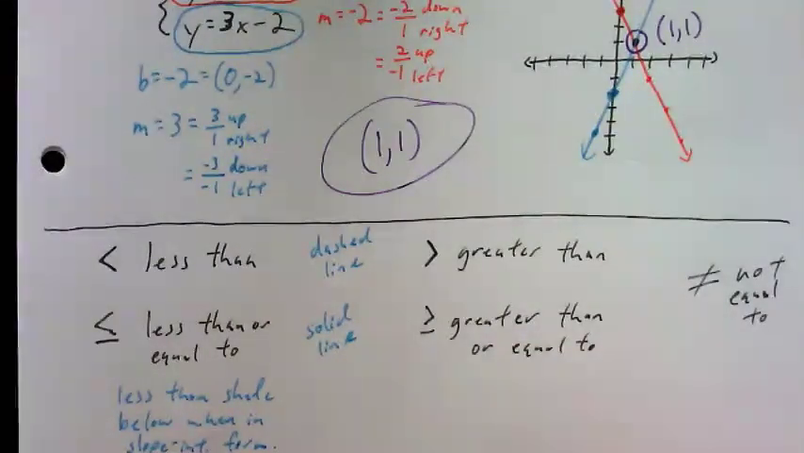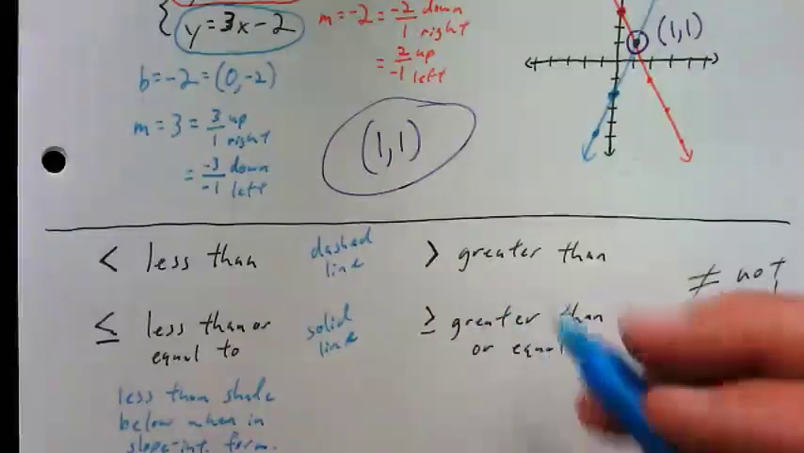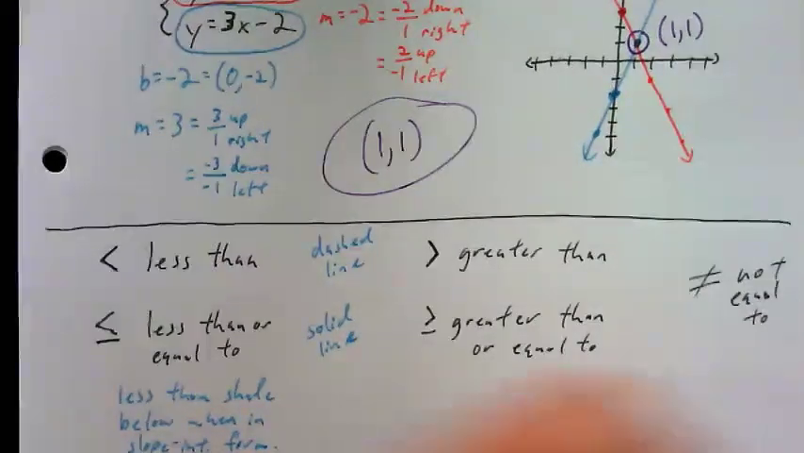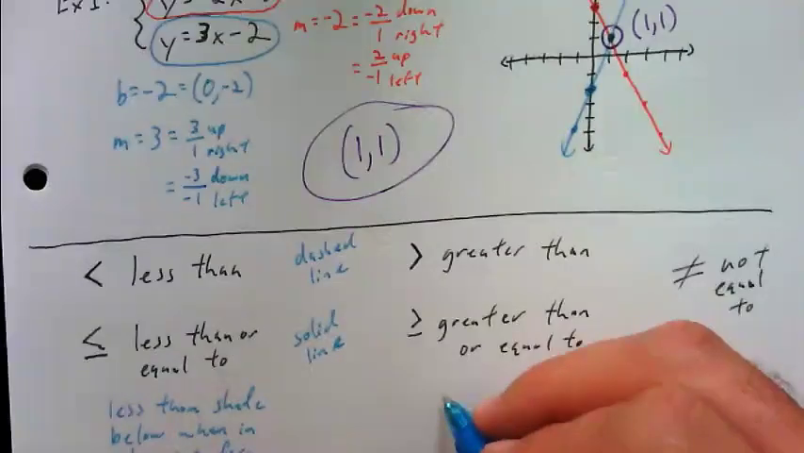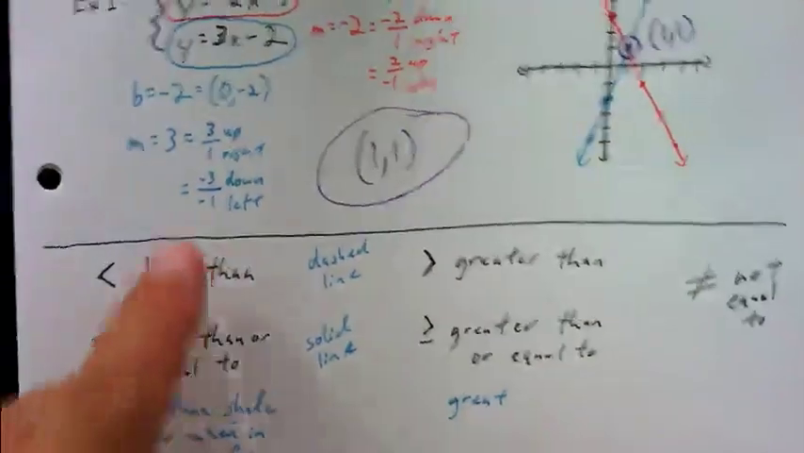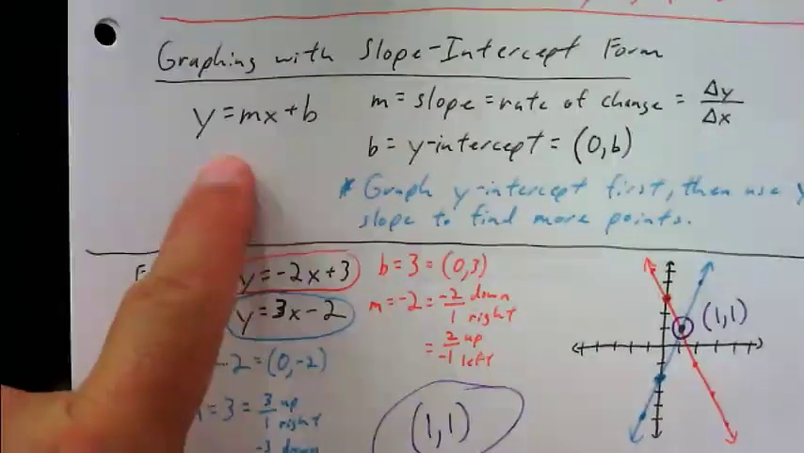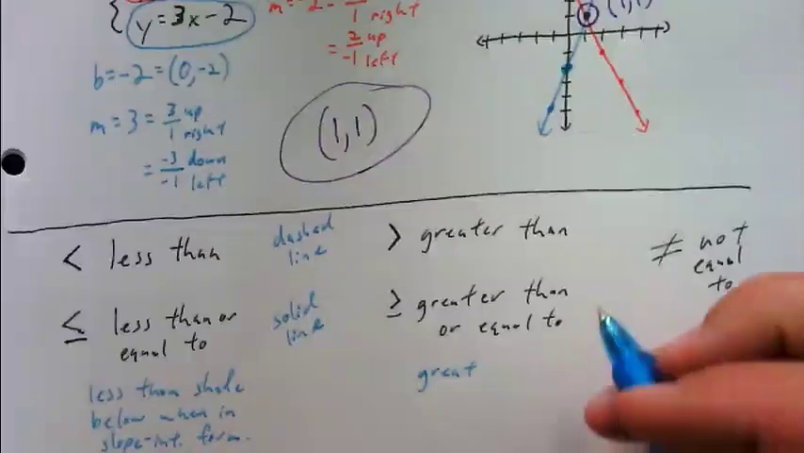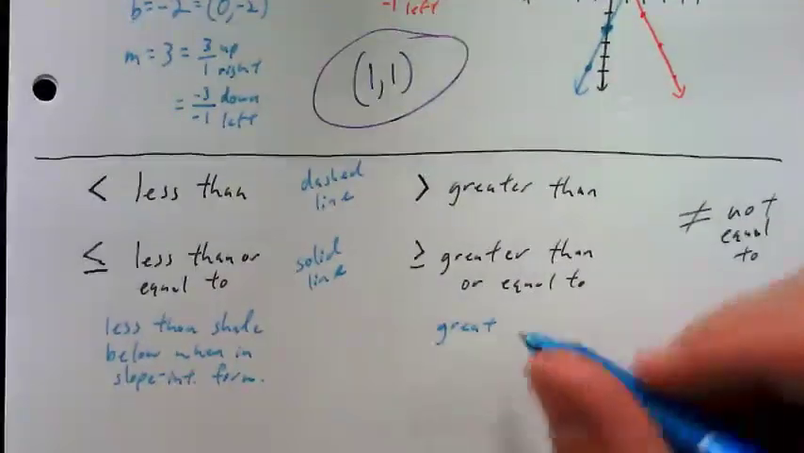Whereas for greater than, if it's in slope-intercept form, and we have a greater than symbol, we're going to shade to what side? Above. Right? So this one's below, this one's above. Now, again, the reason why this works is because y is by itself in slope-intercept form, right? So if you have a y that is greater than the rest of the equation, it's going to be everything above. If you had a y that's less than the rest of the equation, it's going to be everything below. So again, it makes it easy if you graph them in slope-intercept form for inequalities.